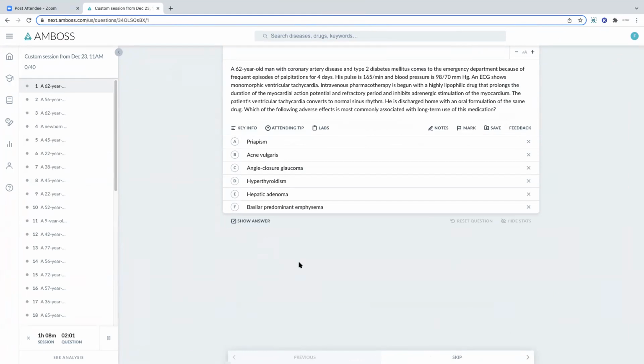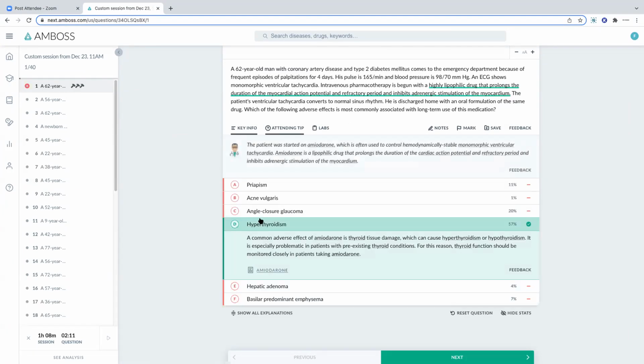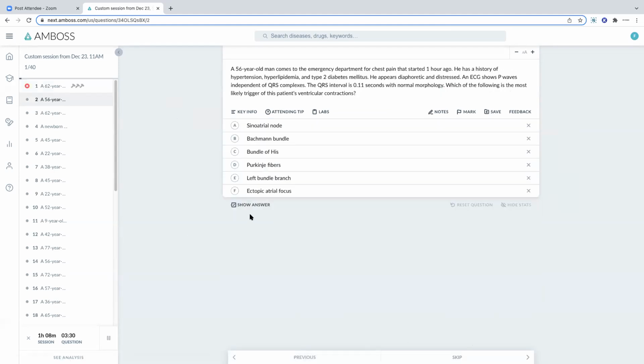Which of the following adverse effects is most commonly associated with the long-term use of this medication? Which one did you guys choose? Very good. Okay, so did we not just talk about this? Yes or no? Yes, congratulations. Good job. Let's move forward. Which one of these would most likely trigger the ventricular contraction? Which one did you choose?